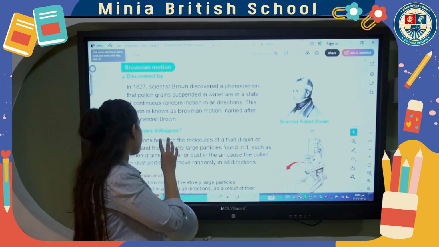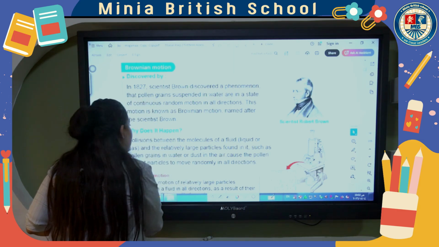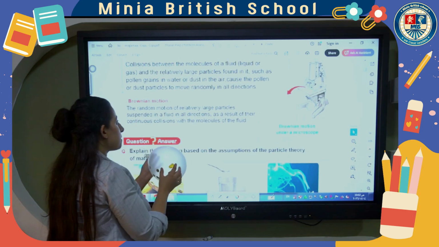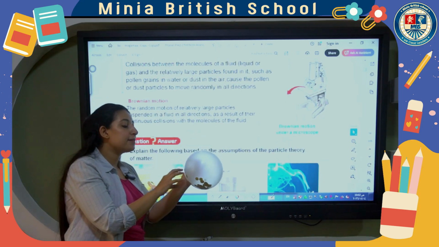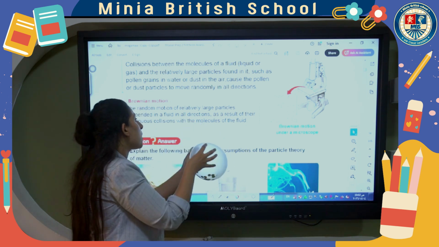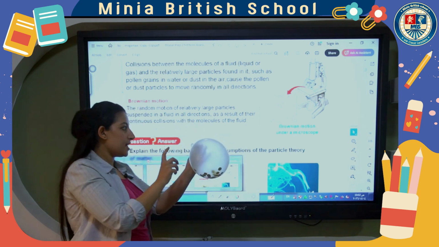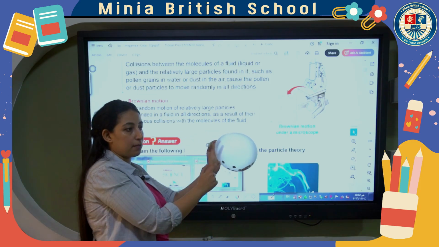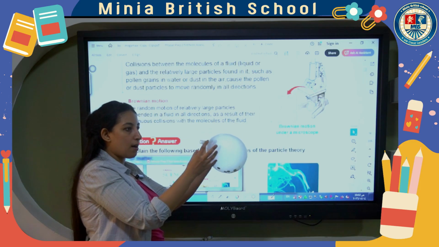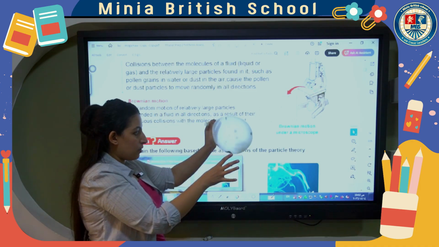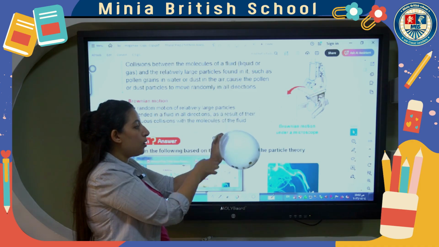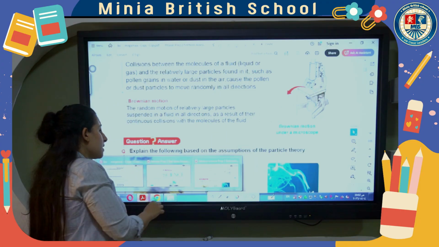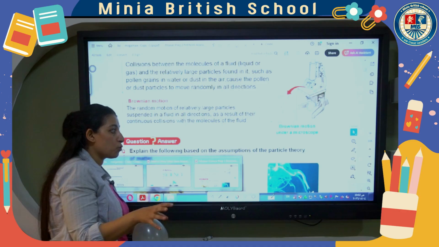It's called Brownian motion. What is Brownian motion? I mean, as you saw, the random motion of relatively large particles when these particles collide with each other in all directions. As you saw inside the balloon, the particles collide with each other and move randomly inside all the balloon, in all directions of the balloon. Okay, this motion is called Brownian motion.